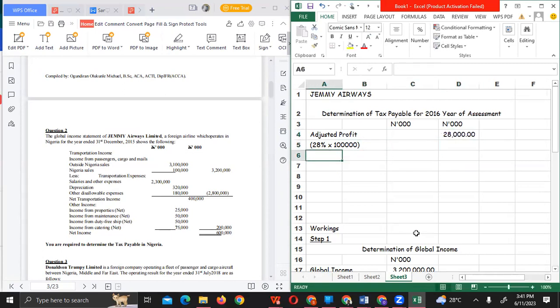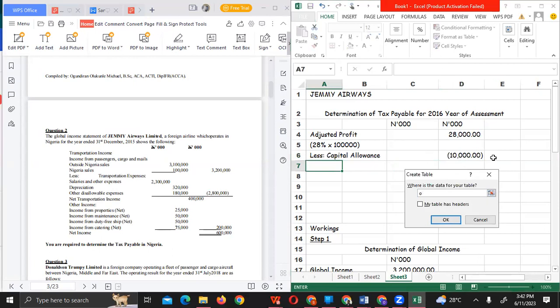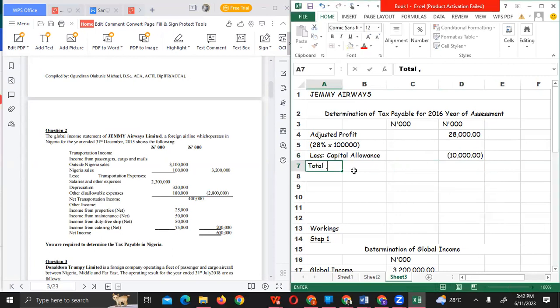That's 20,000 plus capital allowance, right? For capital allowance, we've computed it to be 10,000, right? So we then have total profit. Right? Are we together, please? So yes, sir. Now the question, yes. Yeah?